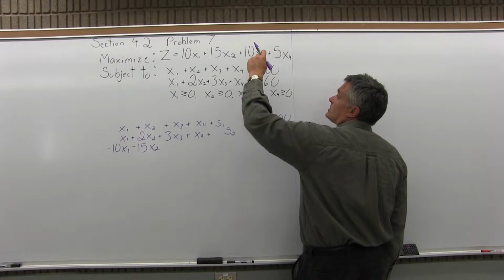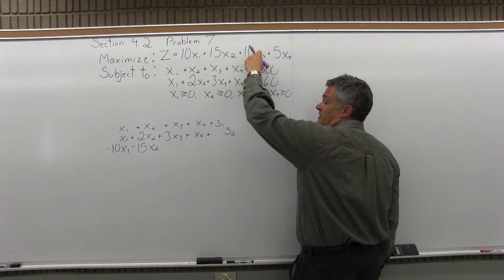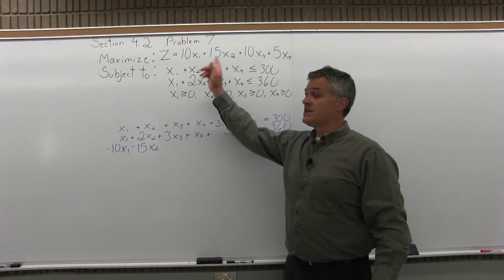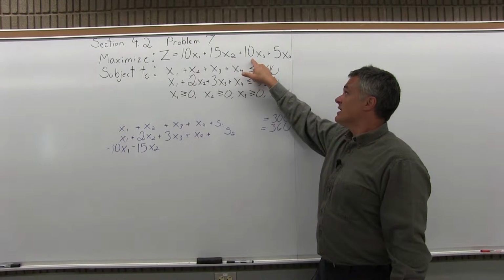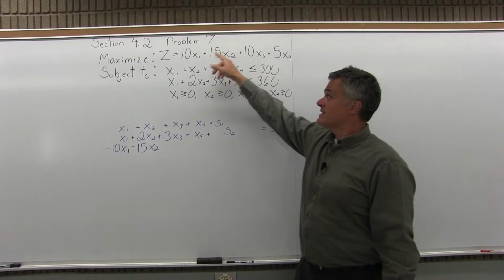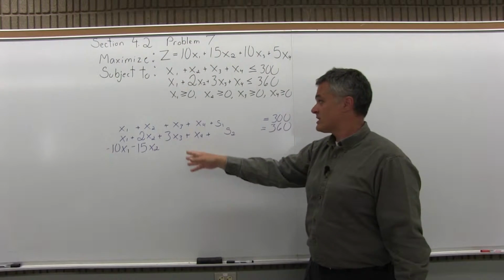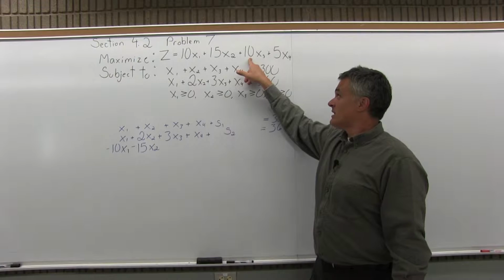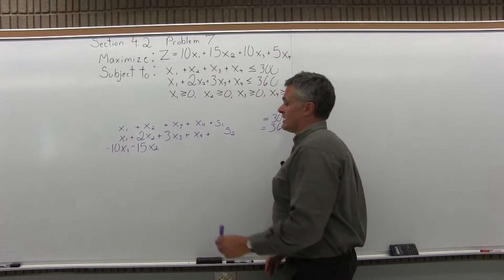And my objective function also has a 10x3, which originally in the problem appears on the right side of the equal sign. Again, I can change that easy enough. I need the 10x3 to go to the left side of the equal sign to make it line up with the other x3 variables. And when I move it to the left side of the equal sign, it'll become a negative 10x3.